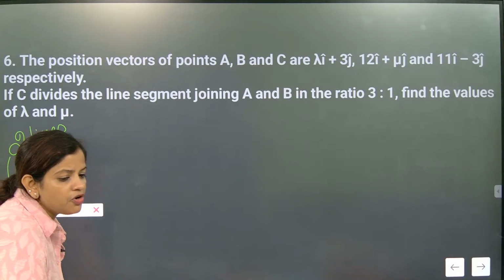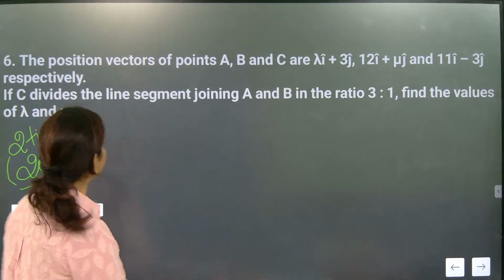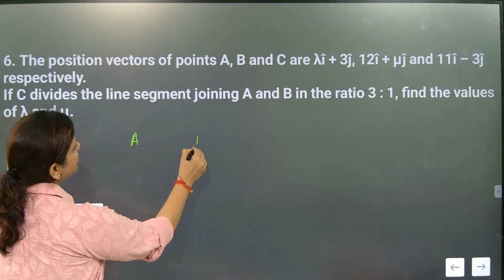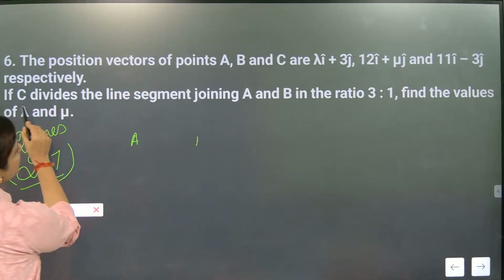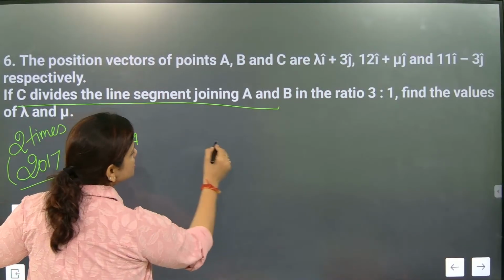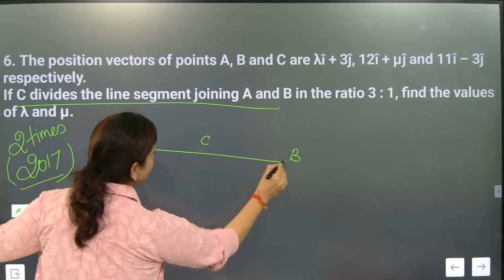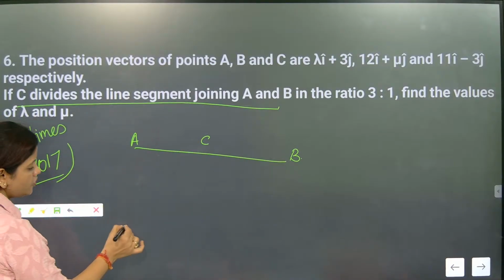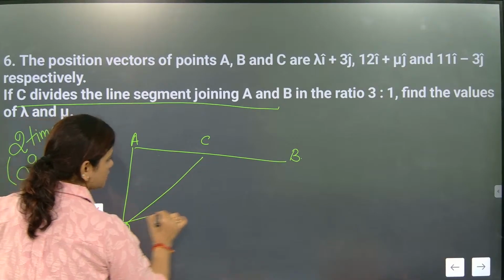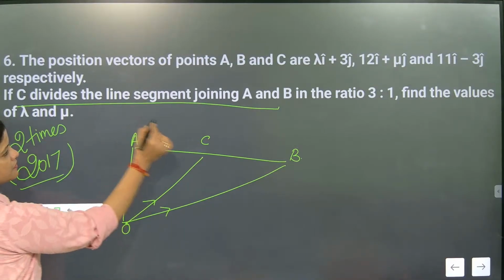The position vectors of points A, B, C are given. Beta, once they use the word position vector, you write A, you write B and C. C divides the line segment AB in the ratio 3:1. That means C is present here, B is present here, and C is dividing AB. But for position vectors, you have to write O, and everything goes from O to A, B, C. Then what is the OA vector?